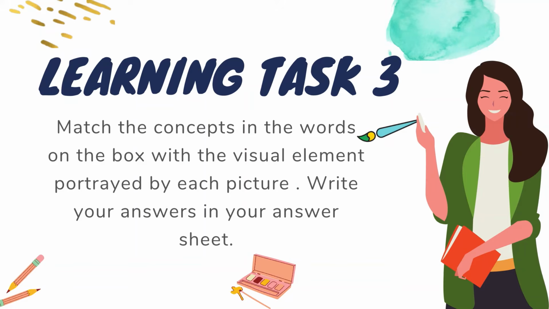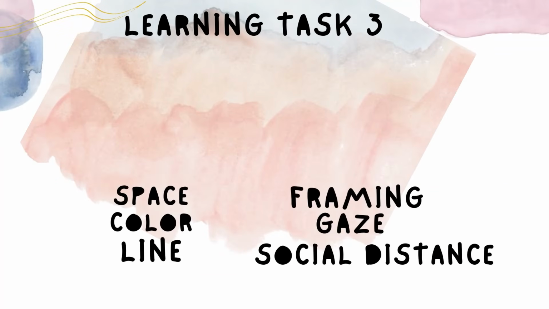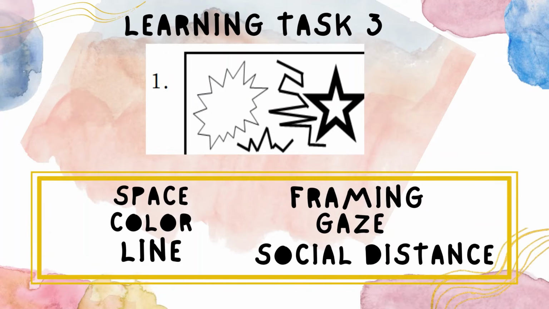Match the concepts in the words on the box with the visual element portrayed by each picture. Write your answer in your answer sheet. Alright. Learning task 3. What does learning task 3 indicate?